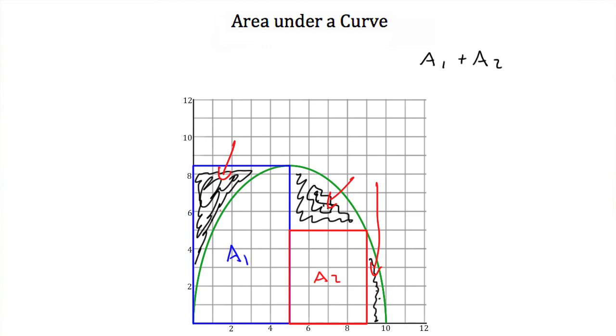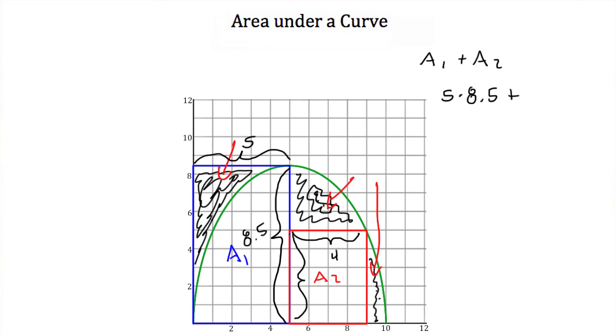Then I can estimate the area underneath this parabola as the total area of A1 and A2. Well, our first rectangle has a length of 5, and it has a width, or a height, of 8.5. So area 1 would be 5 times 8.5. And we would add that to area 2. This rectangle has a width of 4 and a height of 5. So the area of this second rectangle would just be 4 times 5.